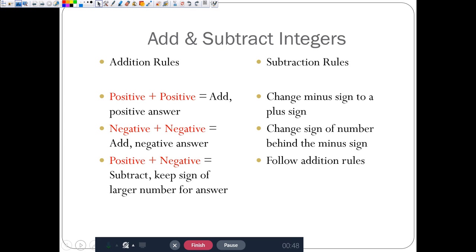Subtraction rules. Change minus sign into a plus sign. Change sign of numbers behind the minus sign. Follow addition rules.